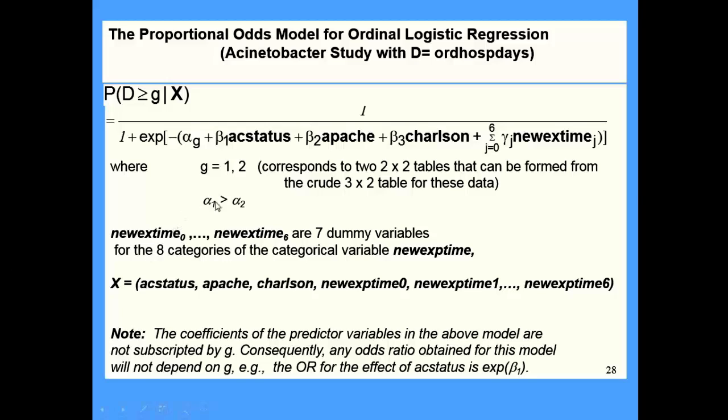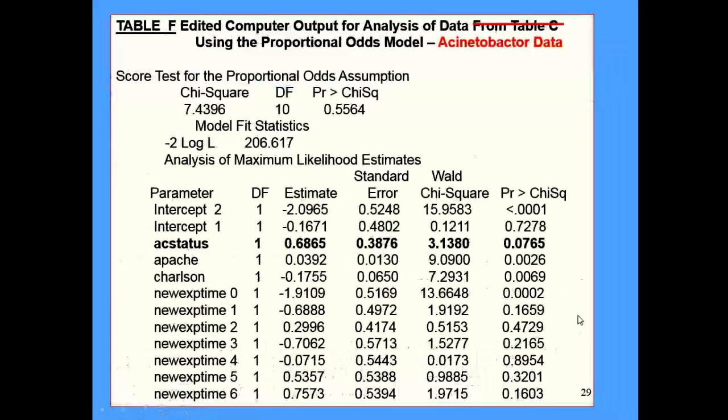Okay, so here's the model again. The model has several different alphas, but it only has a beta for each different variable. So I run this model, and this is the output when I run the model using PROC LOGISTIC, using the coding. Now, what do you notice about this? I get two different coefficients for the intercept, right? How many coefficients do I get for AC status? One. How many for every other variable in the model? One, because those predictive variables don't have a subscript.